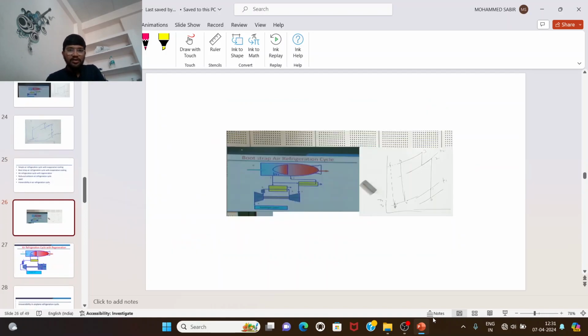Then coming to the bootstrap, we provide a cooler in the 4 to 6 process. What basically happens is that the temperature goes down from 4 to 6. Because of that, we can get more refrigeration effect. That is why we are using this cooler.